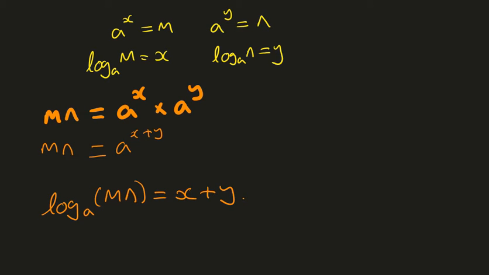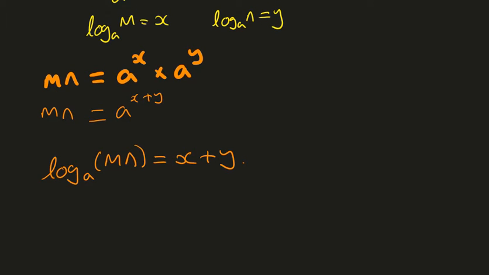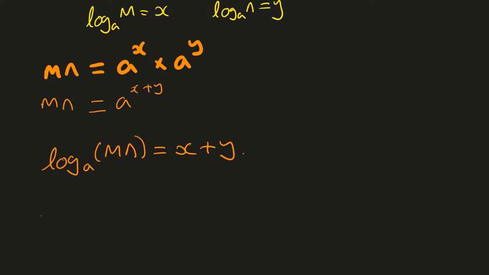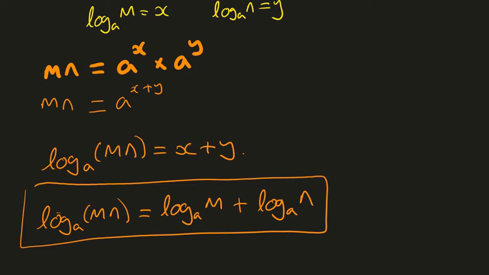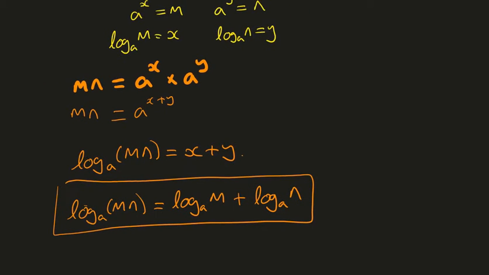But if we go back to the top, we've got expressions for x and y in terms of logarithms. So let's use them. Our final answer here is log base a of mn is going to be, well, x is log base a of m plus, and y then is log base a of n. And this, we'll call our first law of logarithms. We can do more, right?